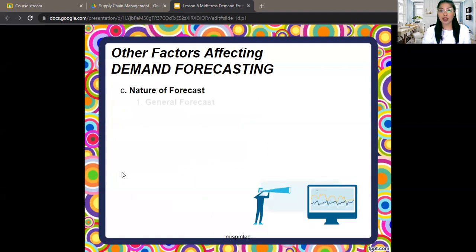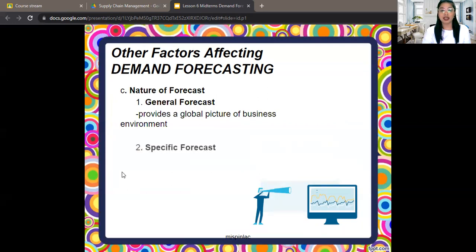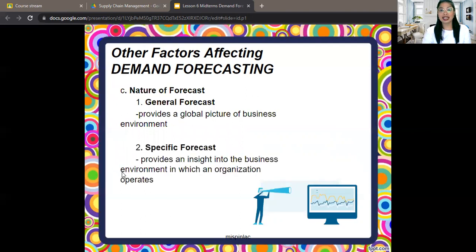Next is nature of forecast. General forecast provides a global picture of the business environment. Next is specific forecast, in which it provides an insight into the business environment in which an organization operates.